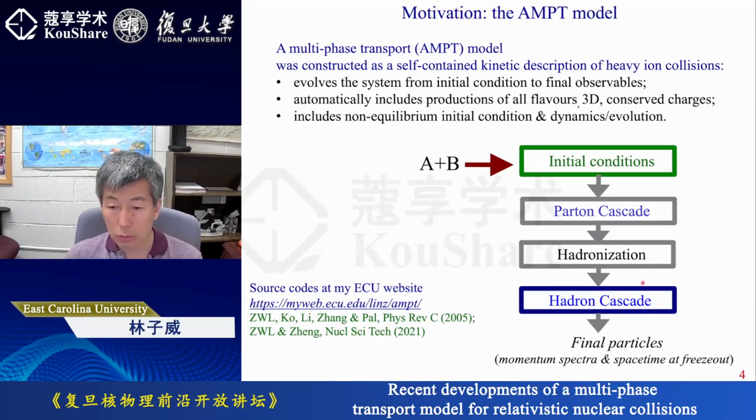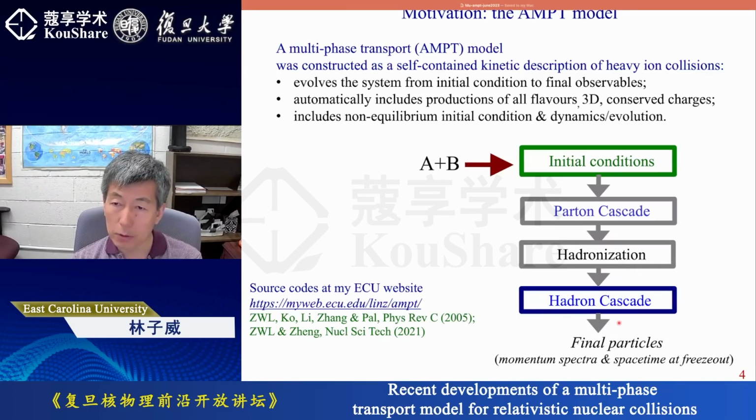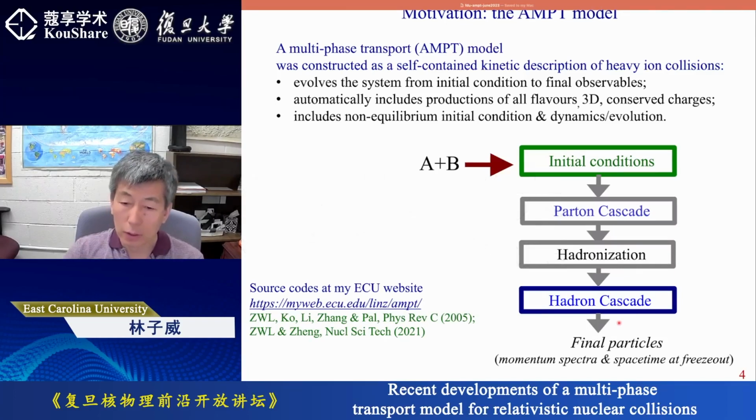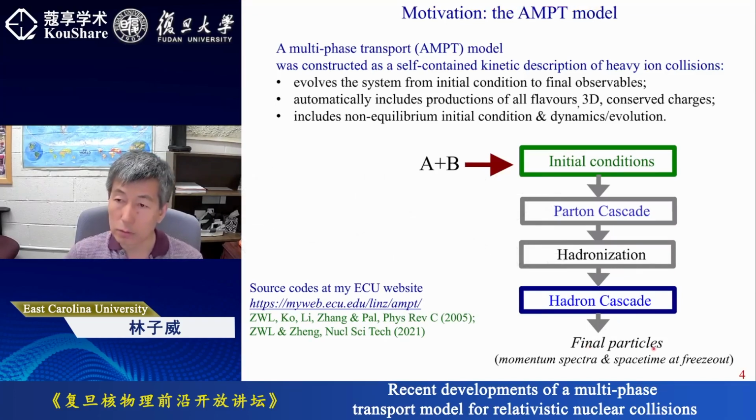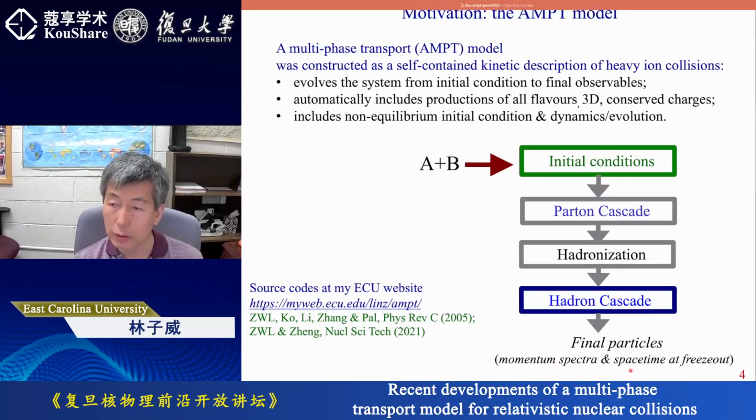They will continue to interact in the hadron cascade. And after a certain time, when we think they reach a kind of chemical and kinetic freeze-out, we have the final particles. And the AMPT model, in addition to providing the momentum spectra at freeze out, will also provide the space-time coordinates at freeze out.